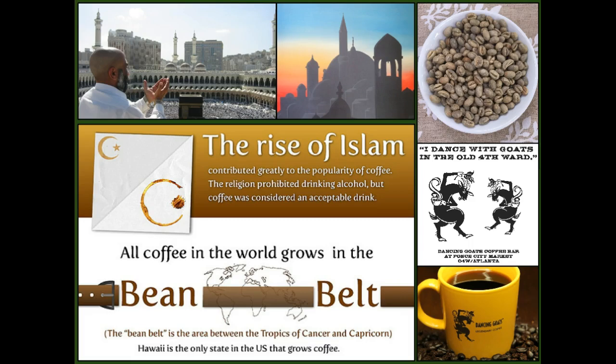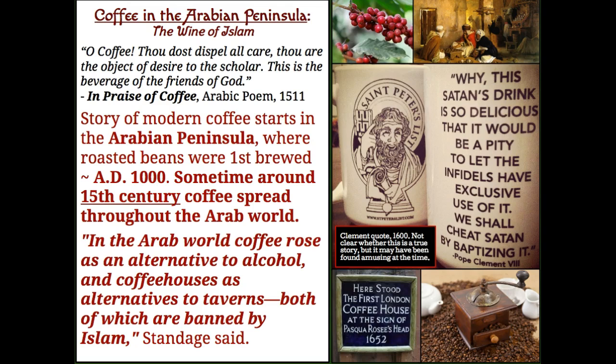Remember at the beginning of this video, I mentioned all of these drinks will have that effect on the world as a whole, that it becomes kind of a social and communal gathering. So let's talk a little bit about the rise of Islam and the Arabian Peninsula. Coffee becomes the wine of Islam, and it starts on the Arabian Peninsula, where we first historically see the roasting of beans around 1000 AD.